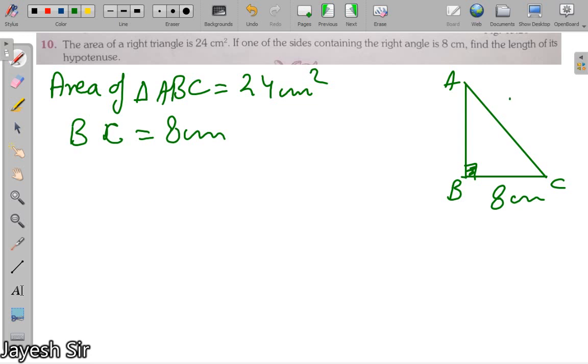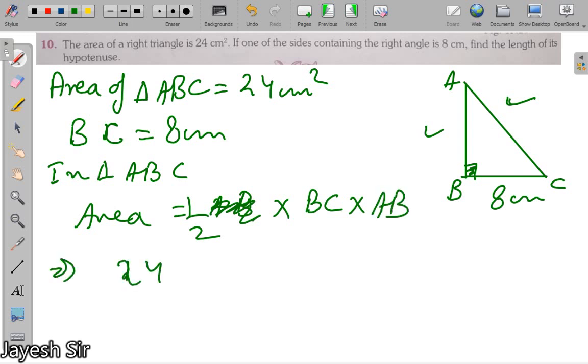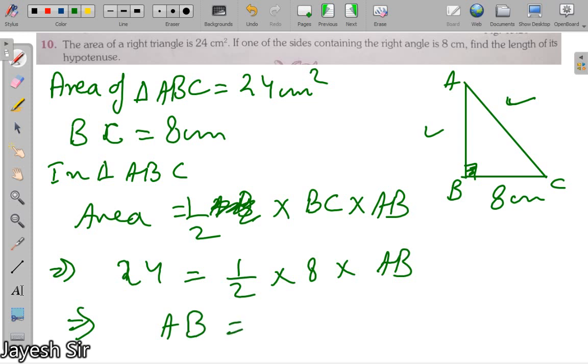So in order to determine its hypotenuse, first of all, what should we know? We should know the value of AB. Okay, so in triangle ABC, area is equal to half into base, base is BC, into height AB. So area 24 is equal to 1 upon 2 into 8 into AB. On calculating it, you will get the value of AB as 6 centimeter.